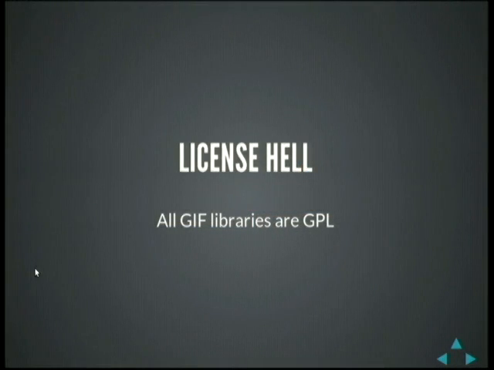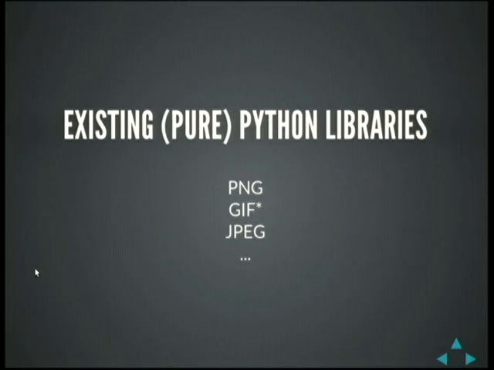So I found PNG, JPEG, and GIF. GIF has a little star because all the GIF libraries I could find were under the GPL. Now, there's nothing fundamentally wrong with the GPL, of course, but I just happen to prefer the BSD license, and I wanted to keep my code in BSD if possible. So unfortunately, I had to discard those. Maybe a lawyer could tell me that that's not necessary. I don't know.